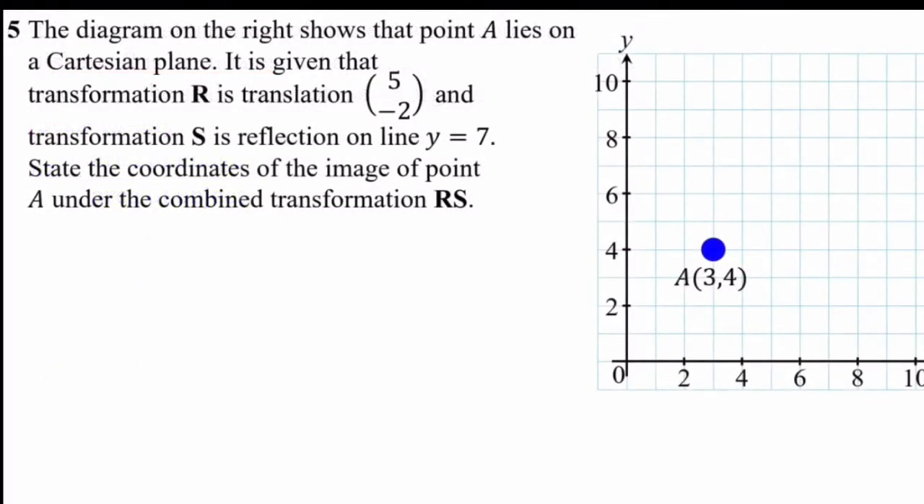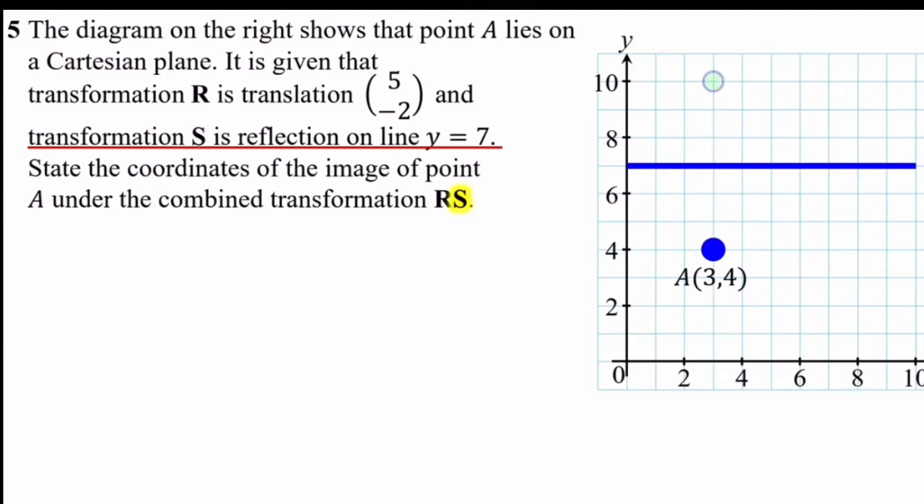For question number 5, the diagram on the right shows that point A lies on a Cartesian plane. It is given that transformation R is a translation (5, -2) and transformation S is a reflection in the line y equal to 7. State the coordinates of the image of point A under combined transformation RS. So let's highlight the important keywords. Transformation S is the transformation that we are going to do first. So it's a reflection in the line y equal to 7.